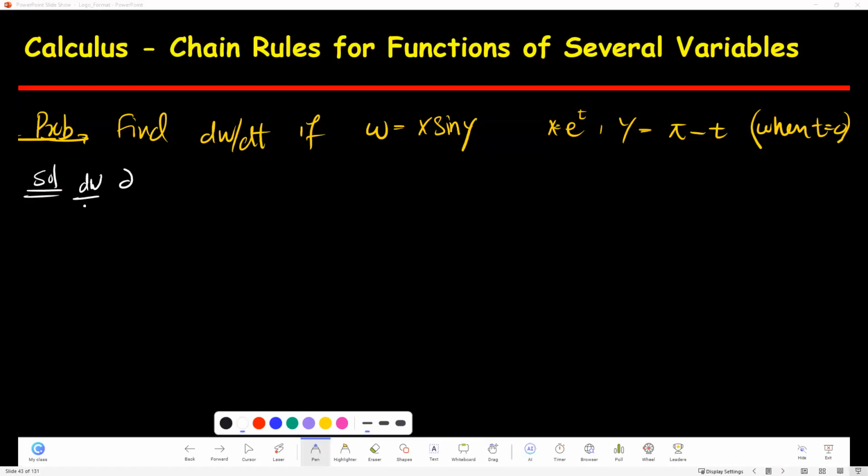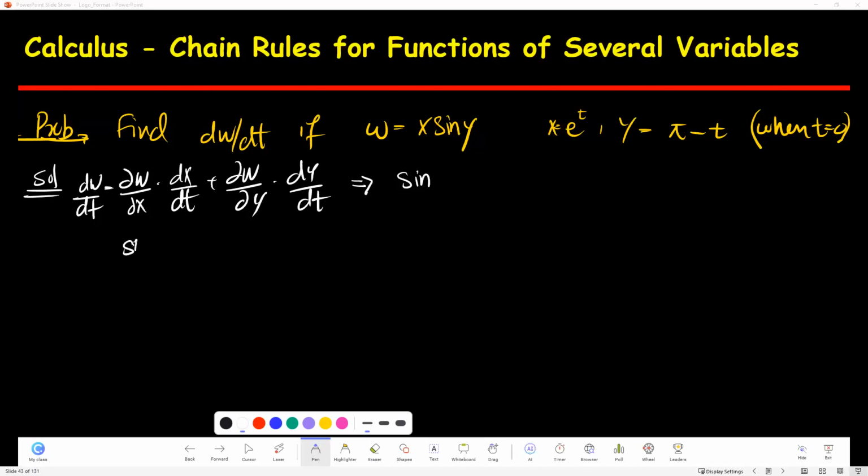And dw over dt must equal the partial derivative of w with respect to x, dot dx over dt, plus the partial derivative of w with respect to y, dot dy over dt. I'm going to substitute the values given here. So w is given here. The derivative of w with respect to x is going to be sine y.